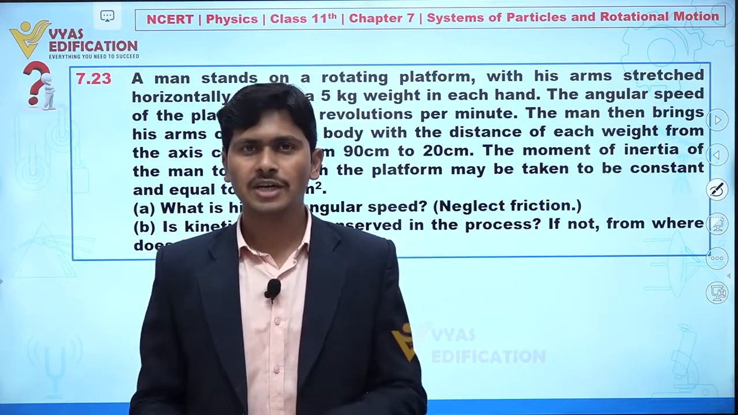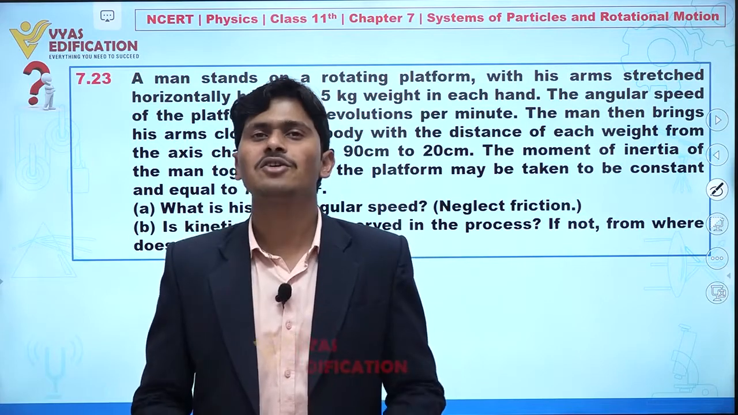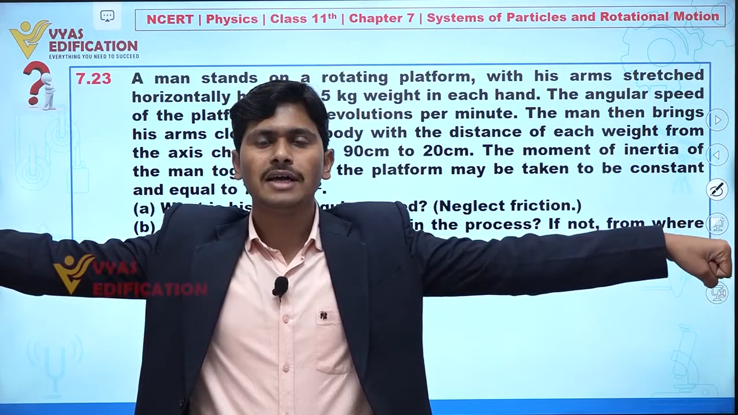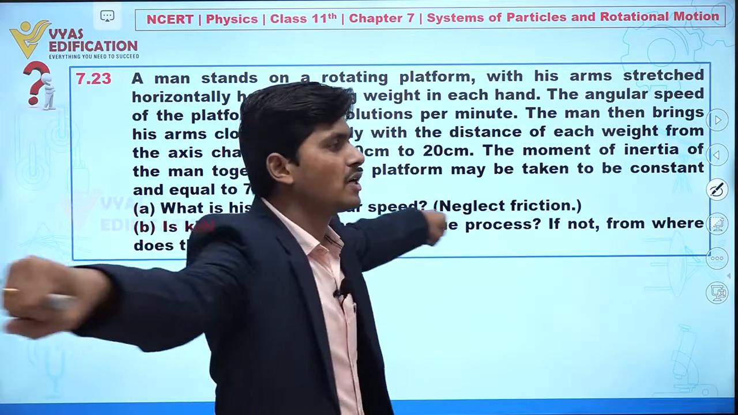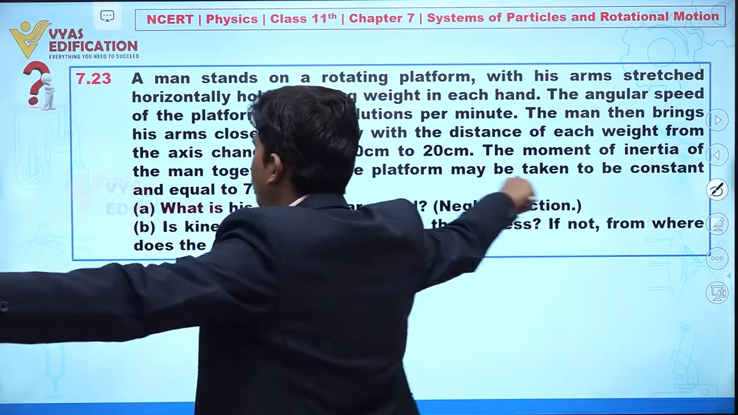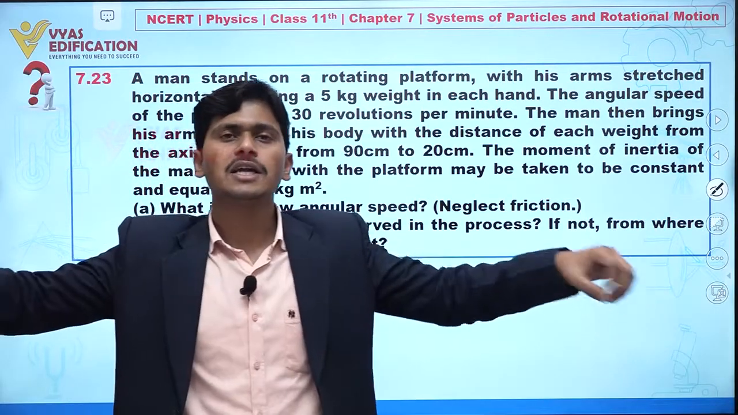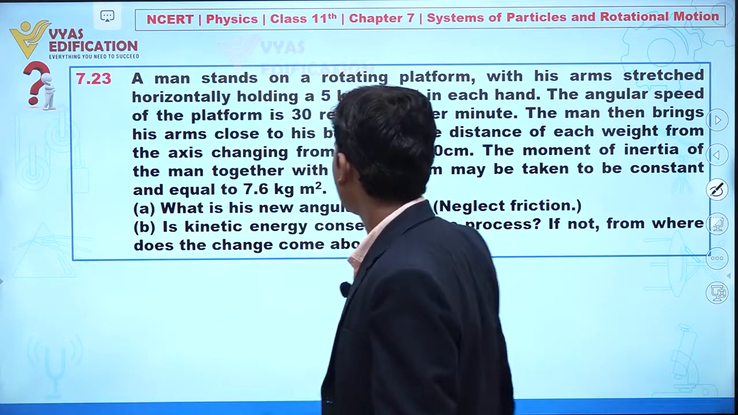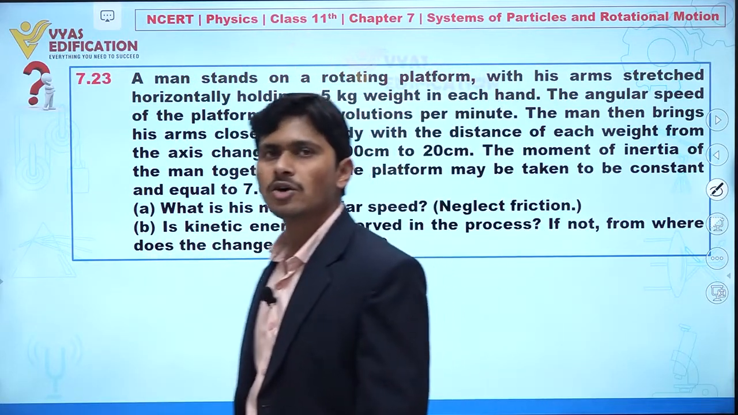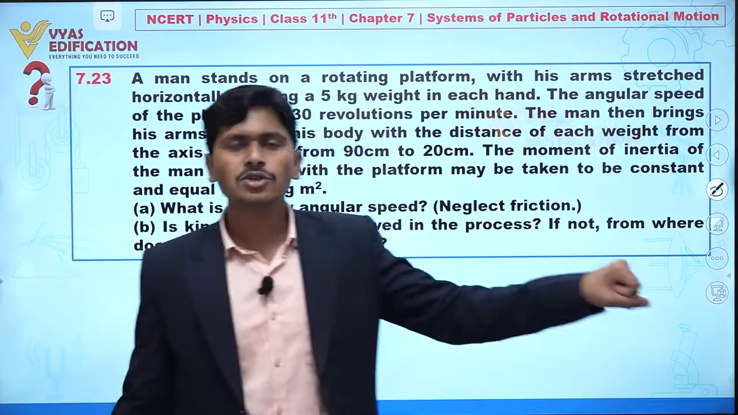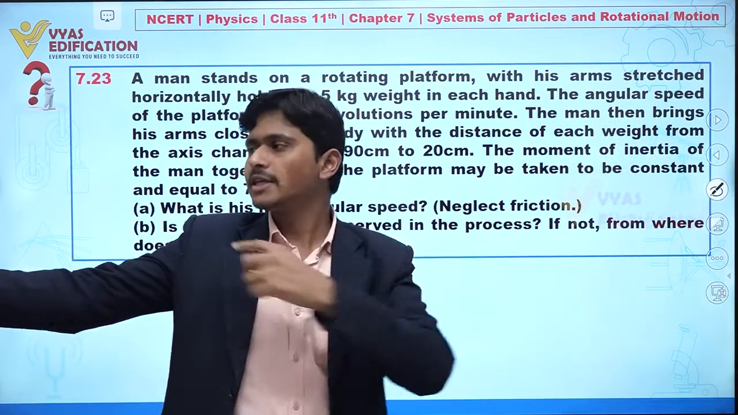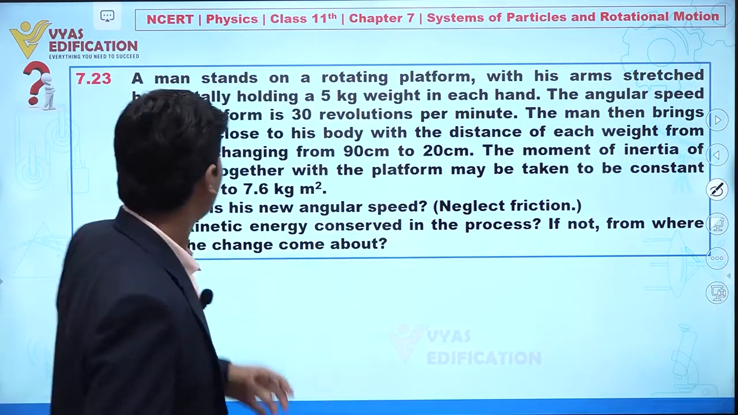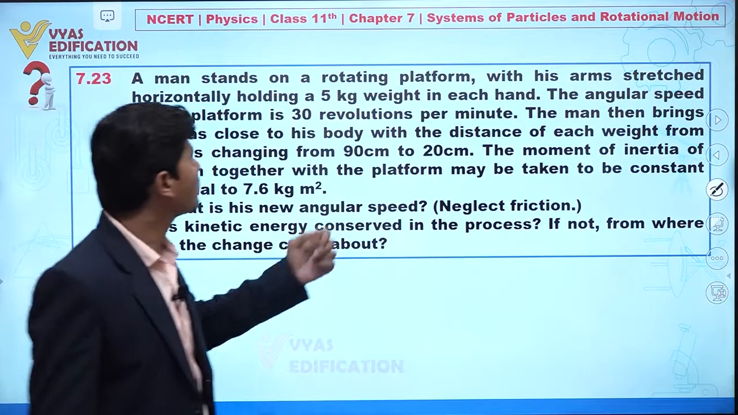Let us try to understand the given situation. Let's suppose we have a rotating platform and I am standing on it. I have a weight in each hand, and the platform is rotating. Considering myself and the platform together, the combined moment of inertia is 7.6 kilogram meter square. The mass of each weight and the initial distance are also given, that is 0.90 meter, or 90 centimeter.